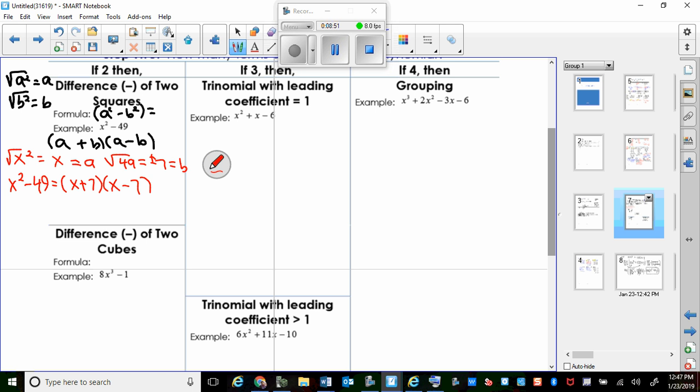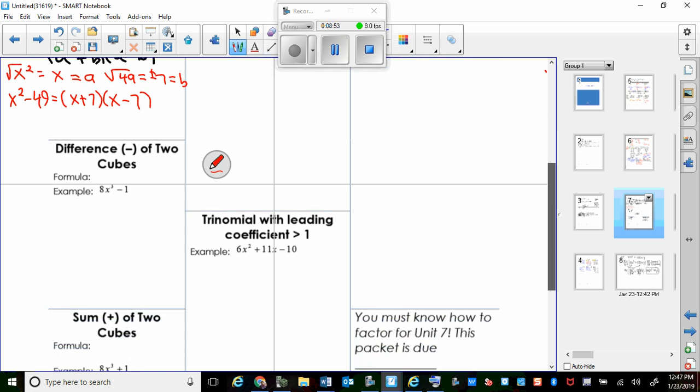Now, if I'm factoring the difference of 2 cubes, the formula for that, what it looks like is a cubed minus b cubed equals a plus b times a squared minus ab plus b squared.